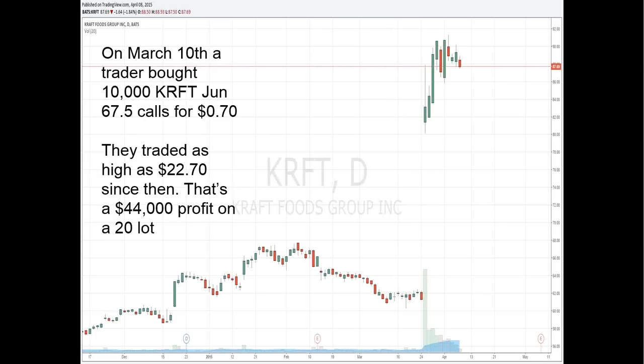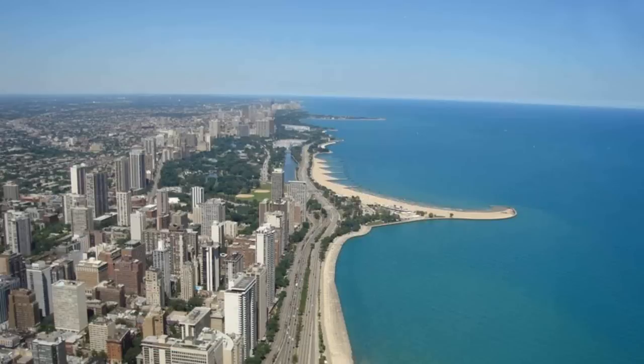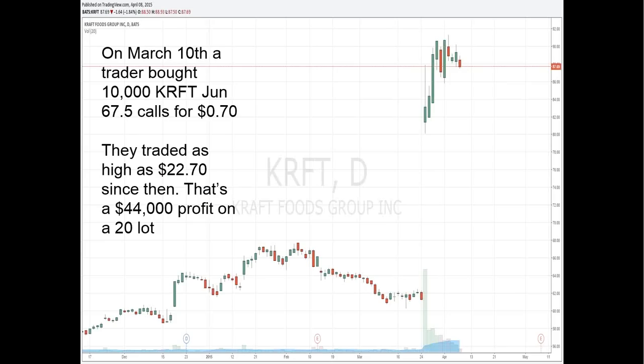They're most likely someone who is coming in and putting on a big speculative bet in Kraft that the stock continues higher through June expiration. And they actually have a pretty aggressive break-even point there, up above $68, right?